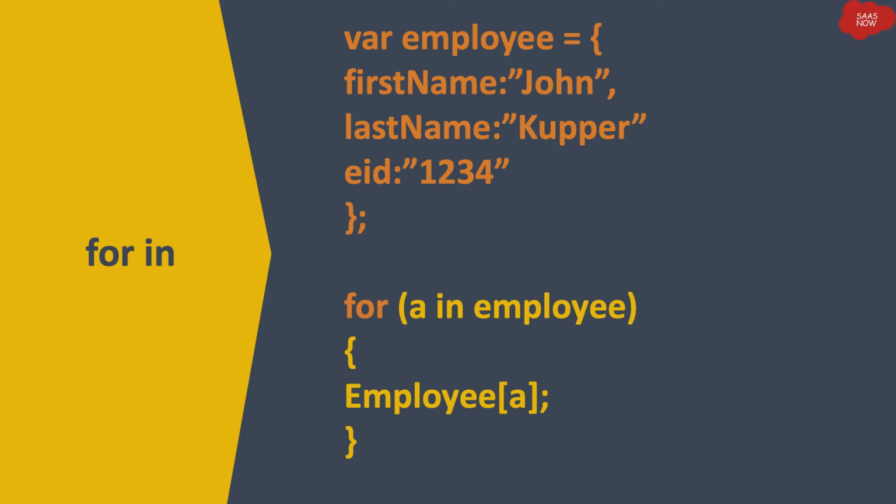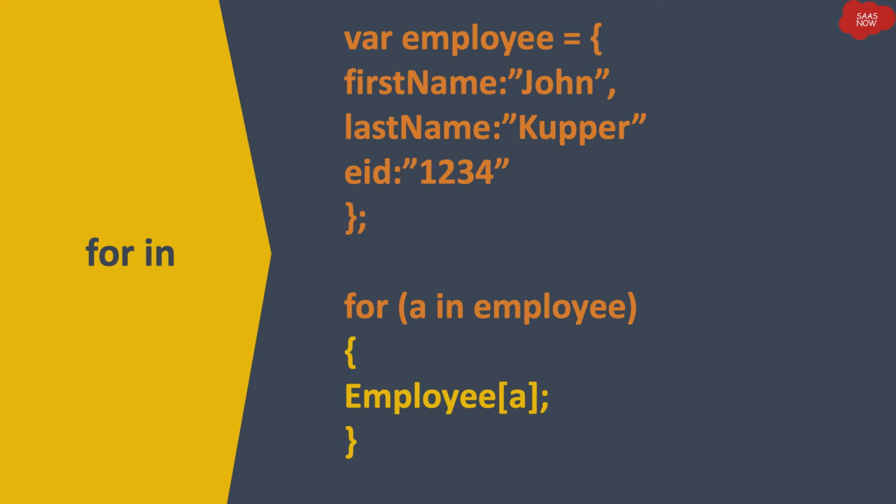So in that case, I will put a, that's just a random variable. It's just a variable you are picking up. And then you put the in keyword. Now in is again a reserved word, which is used with for in loop. And then you have the name of the object, that is employee in this case. So you put any variable, then in, and then the name of the object for which you want to access the properties.